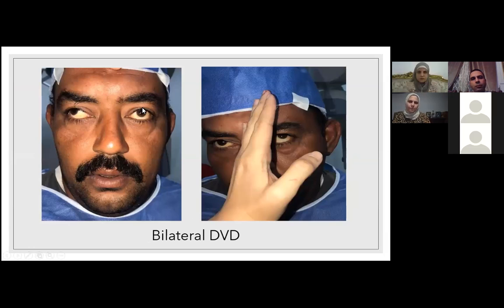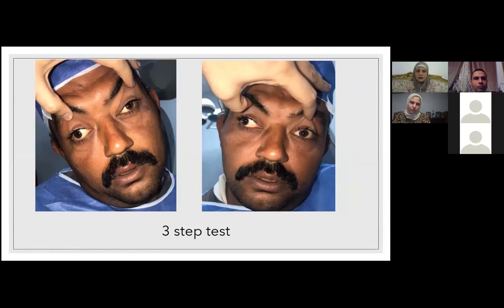He has bilateral DVD. When he fixes with the left eye, the eye with the vision 6/6, he shows right DVD. And when he fixes with the right eye with the amblyopia, the left eye shows DVD. So the 3-step test has shown no significant difference in the angle or no hypertropia seen.